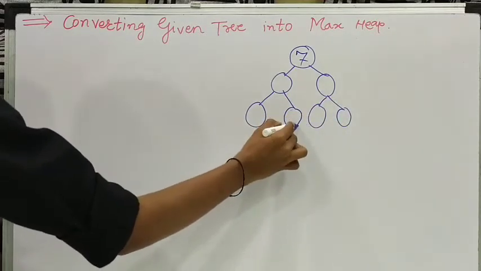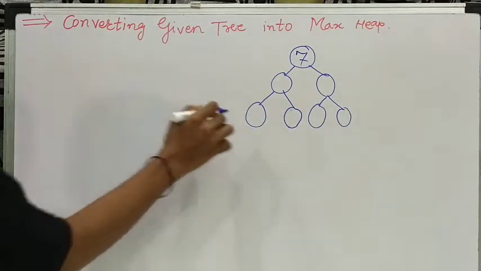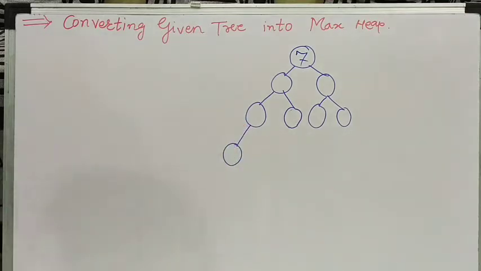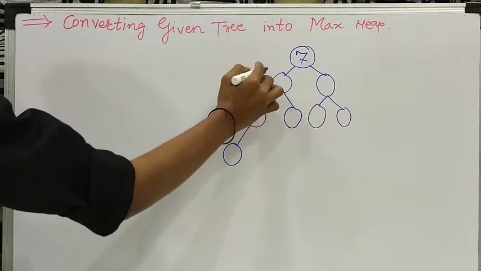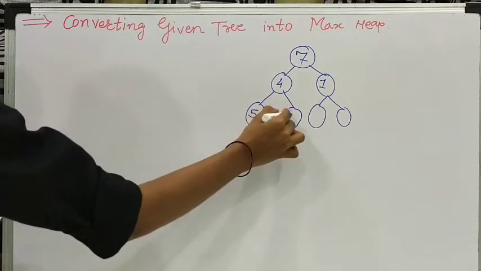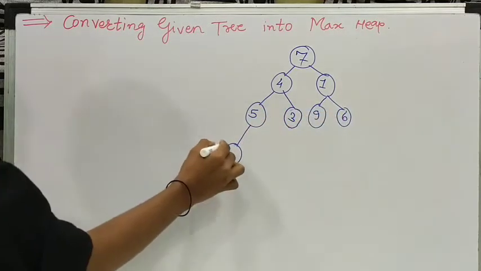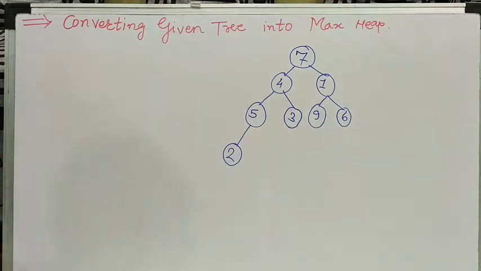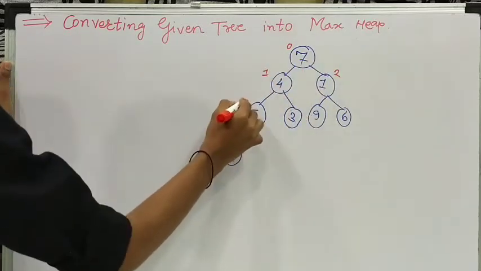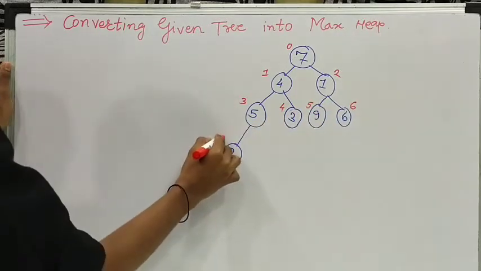and while we can convert any given tree into max heap, that given tree should be a complete binary tree or almost complete binary tree. So see 7, 4, 1, 5, 3, 9, 6 and 2. First of all I will write the index values. So here it's 0, 1, 2, 3, 4, 5, 6, 7.